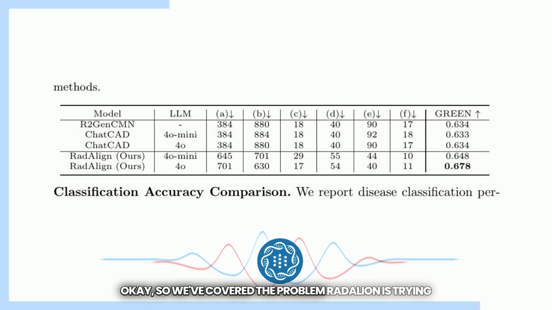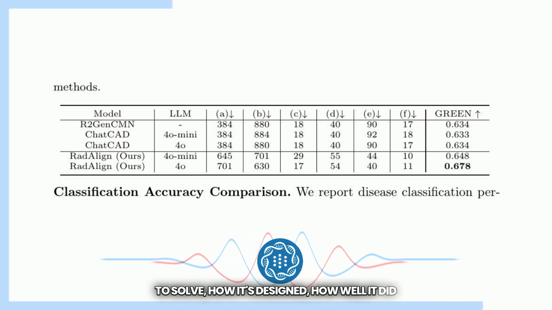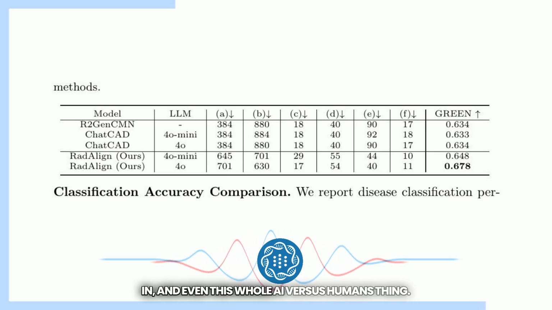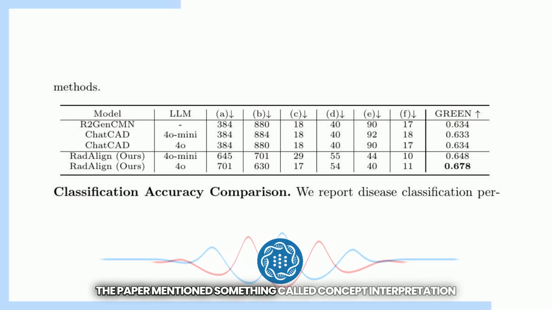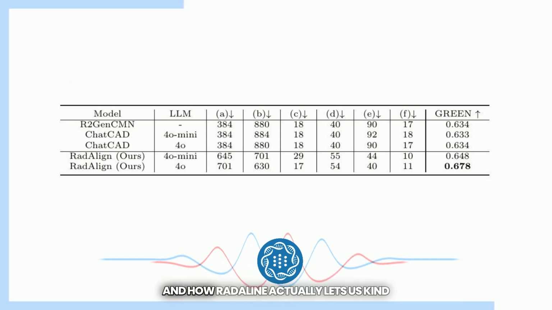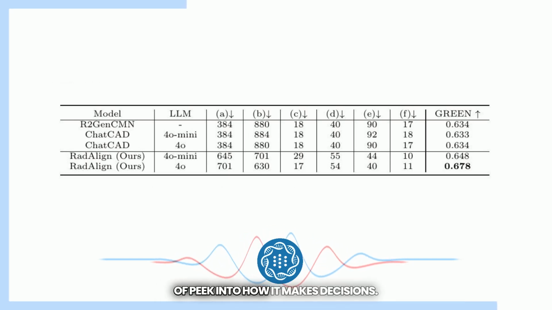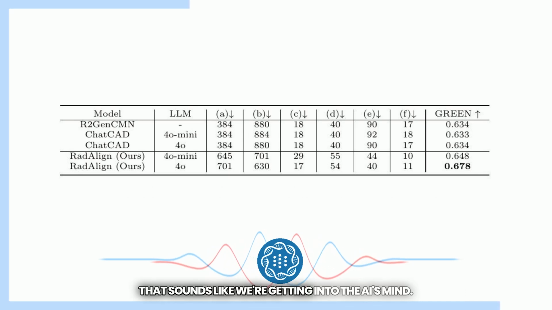Okay, so we've covered the problem RadAlign is trying to solve, how it's designed, how well it did in the tests, and even this whole AI versus humans thing. But there's something else I'm curious about. The paper mentions something called concept interpretation and how RadAlign actually lets us kind of peek into how it makes decisions. That sounds like we're getting into the AI's mind.